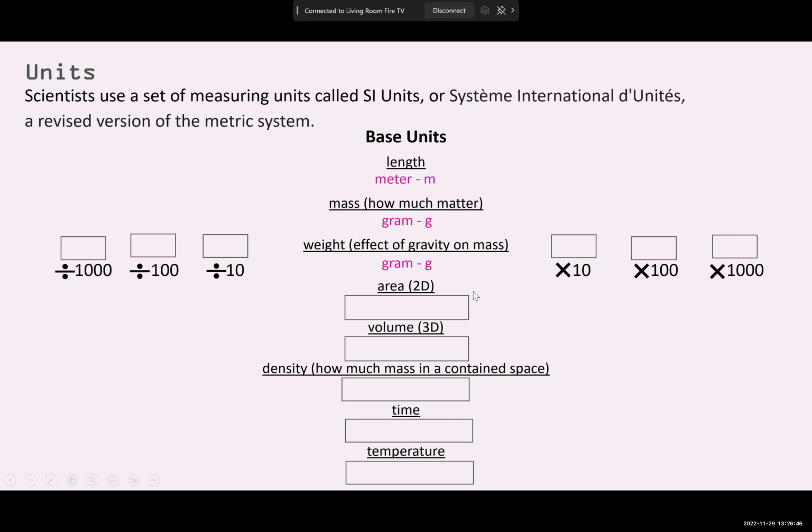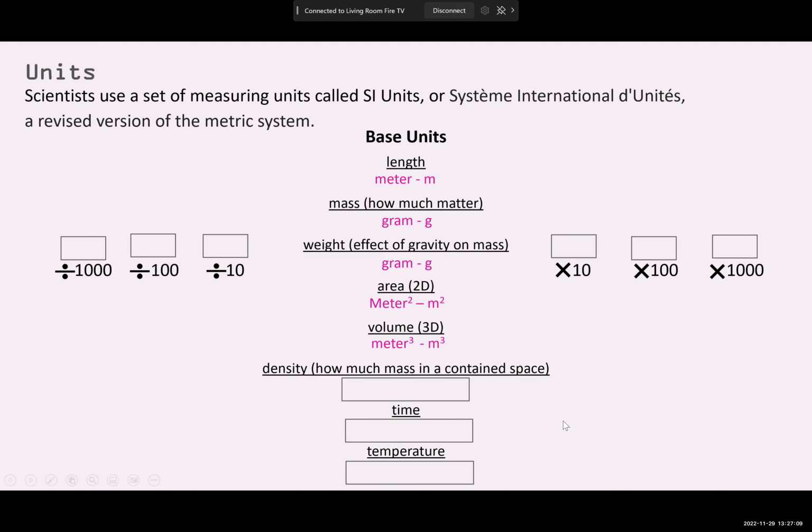So what do we use for area? Area is 2 dimensions. So it's like length times width. So what are we using there? That one's going to be meters squared, length times width. How many meters this way? How many meters this way? So what's going to be volume? Meters cubed. Sometimes we'll do like centimeters cubed, that kind of thing.